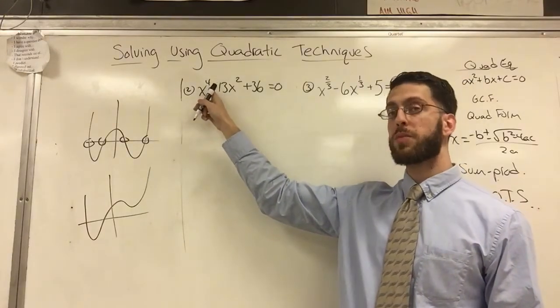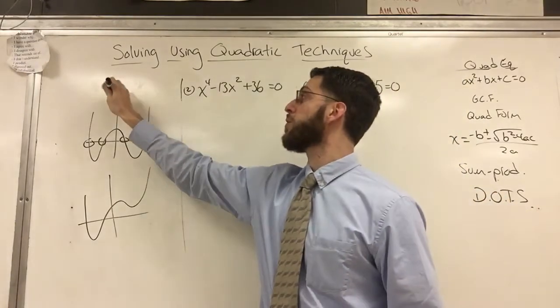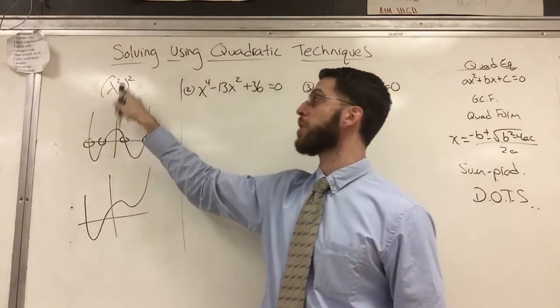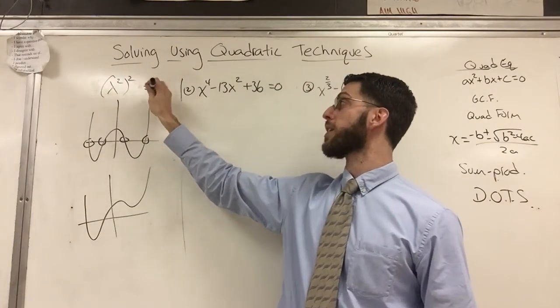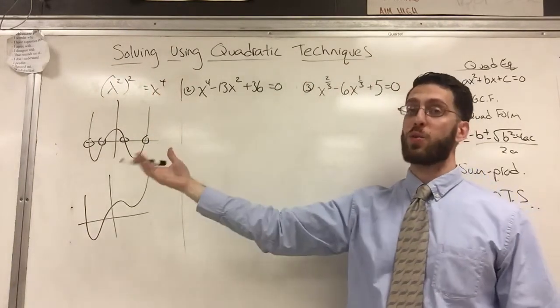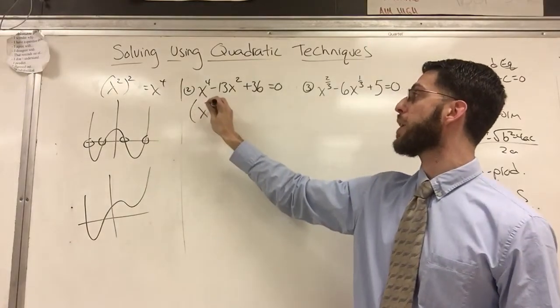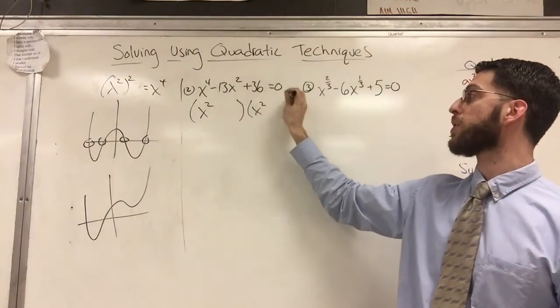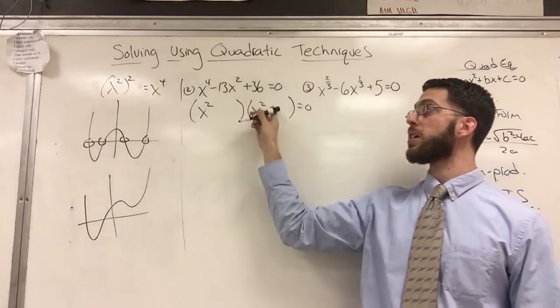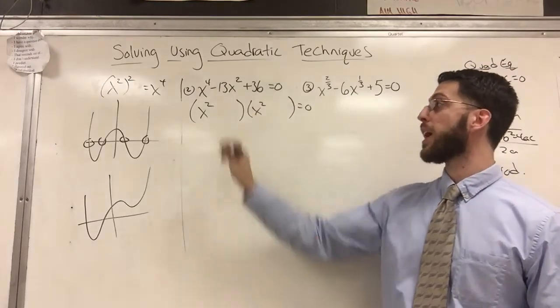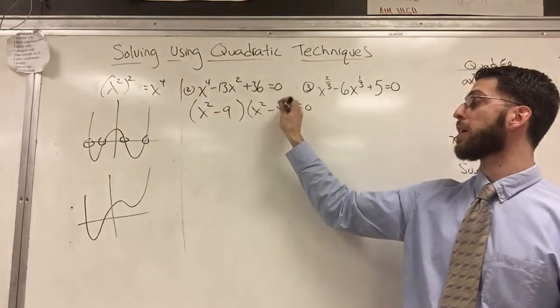This is actually something squared. X to the 4th is really x squared squared. That's x to the 4th. So now I can just do what I did. X squared times x squared will give me x to the 4th, all right? And I still need the minus 9 and the minus 4.